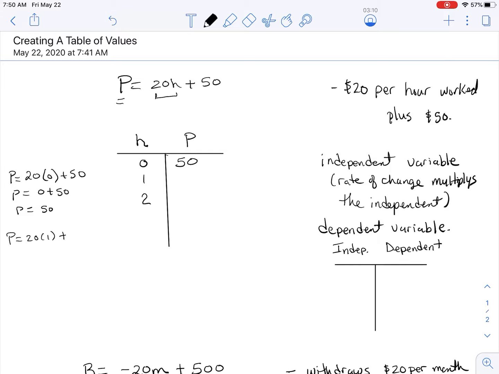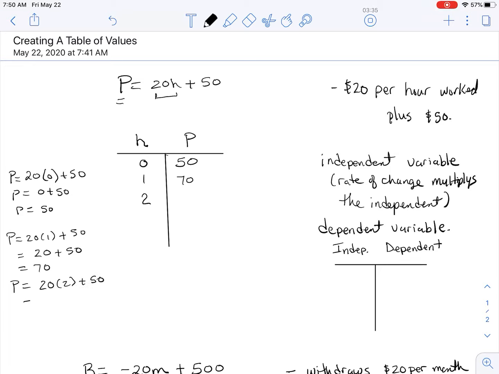Now for 1, I'm going to go back to my equation, and I'm going to substitute 1 for hours, and then I'm going to work that out. 20 times 1 plus 50, so you can see that's going to be $70. Now let's do one more and see if we can see a pattern, because this is going to be a line. This is going to be linear, so we should be able to see what the pattern is after one more. So let's go for 2.